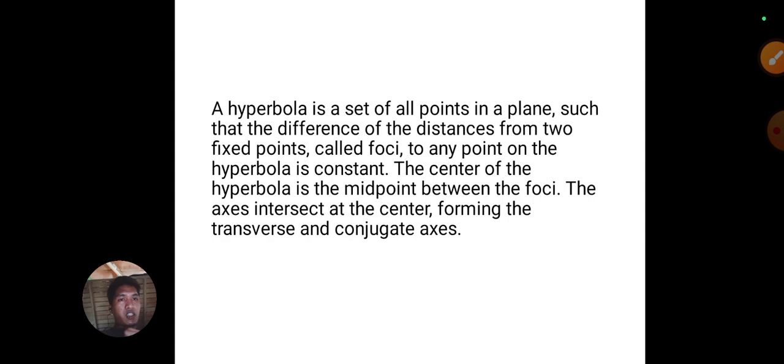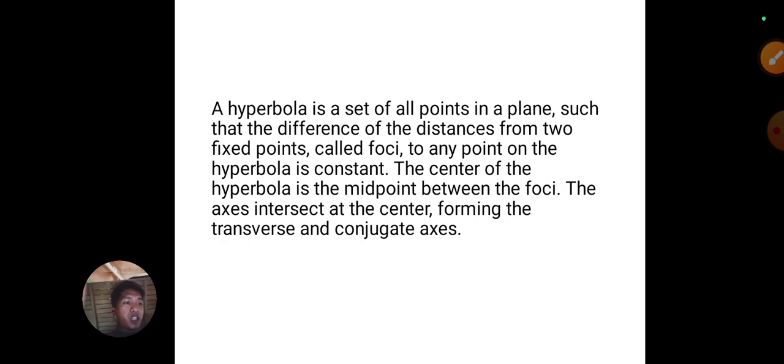A hyperbola is a set of all points in a plane such that the difference of the distances from two fixed points, called foci, to any point on the hyperbola is constant. The center of the hyperbola is the midpoint between the foci. The axes intersect at the center, forming the transverse and conjugate axes.